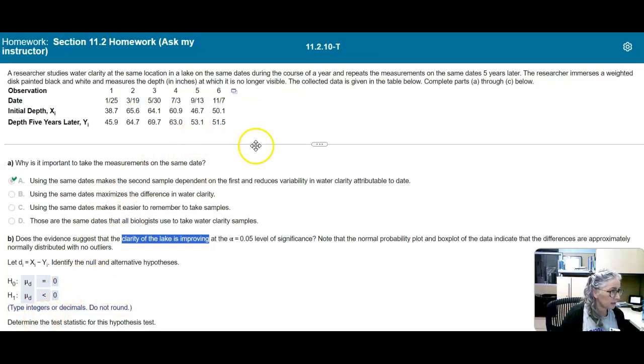If you want to figure out how to do the actual question, I go through that calculation on the 11.2 number 2 question, so you can check that one out. I hope this helps.